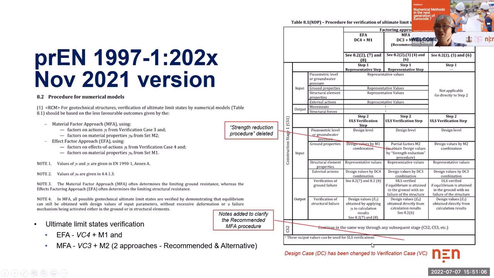And there are proposals to change a couple of things in this table. For example, this partial factor applied on material. There's a statement saying that you can use strength reduction procedures. We intend to delete this because not all the design tools allow this sort of procedures to be implemented, or the algorithm doesn't allow you to do this, and you have to apply the partial factor yourselves before you run through the analysis. And also there are a couple of notes added just to try to explain this more complex, recommended method.